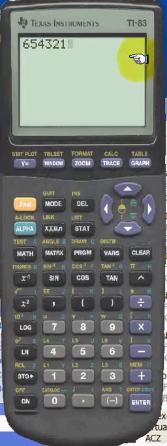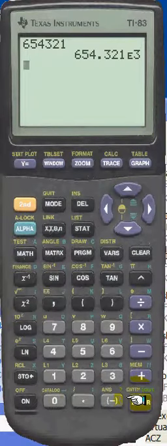Okay, now in engineering notation, this is going to be, let's see, I move over in threes. 1, 2, 3. This will be 654.321 times 10 to the third. Is that correct? All right, let's verify that now. So I hit enter, and there's our solution. It does match up with what we would get if we do this by hand. Okay, so we're using engineering notation now.